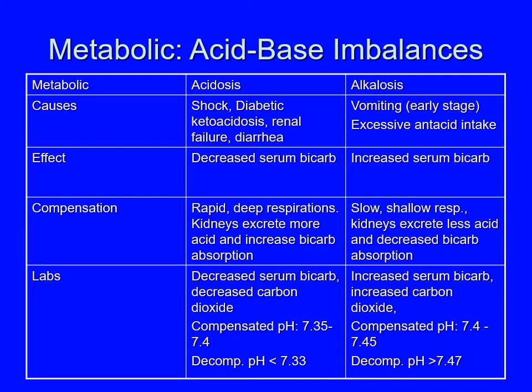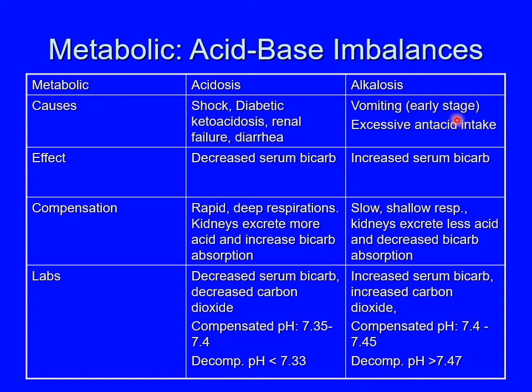Metabolic acid-base imbalances. These are your causes. And with acidosis, you would see a decreased serum bicarb. So this is in the kidneys now, metabolic. So the compensation would come from the respiratory system now. So rapid, deep respirations, kidneys excrete more acid, increase bicarb absorption as the lungs are getting rid of CO2. So in the lab, you'd see decreased serum bicarb, decreased carbon dioxide. Compensated would be 7.35 to 7.4, decompensated below 7.33.